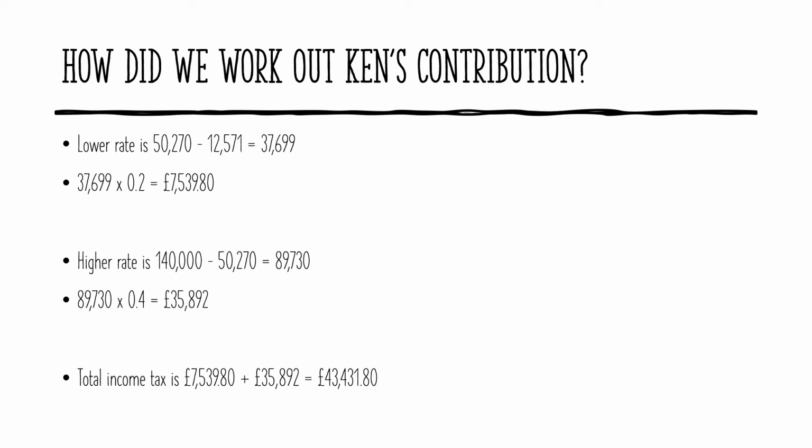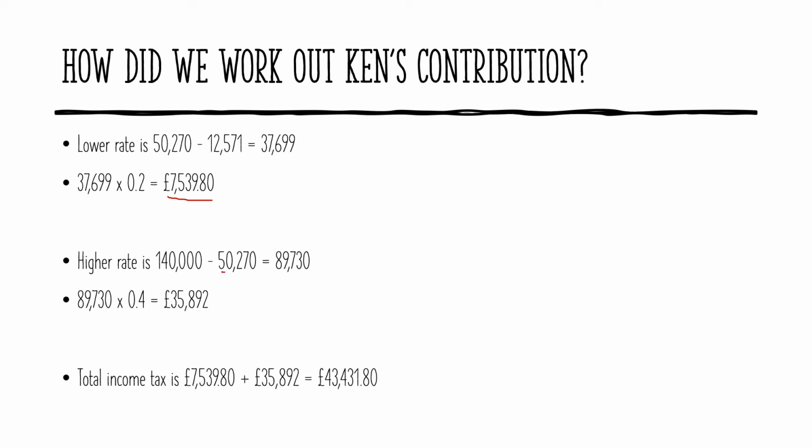Right, so how did we work that out for Ken then? So a lower rate is paid on anything between £12,571 and £50,270. So in that case, the amount that you pay 20% on for Ken will be the £37,699 between those two bands, okay? And you pay 20% on that, so that's £7,539.80, that number there. So everything that he earns between 12,571 and 50,270, he pays 20% on.